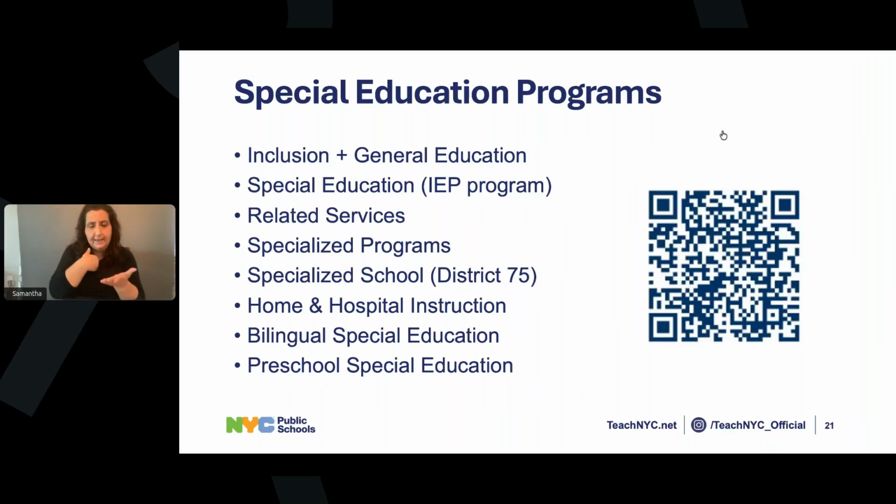Here in New York City, we call them District 75. So it's a non-geographic district that is all for students with disabilities. We have home and hospital instruction for students who may not be able to attend school in person. This is typically a temporary placement, but we'll talk more about what that looks like. We have bilingual special education, which is exactly what it sounds like, instruction in multiple languages. And then, of course, we have preschool special education classes for our youngest learners.